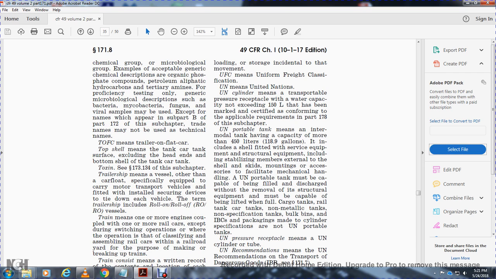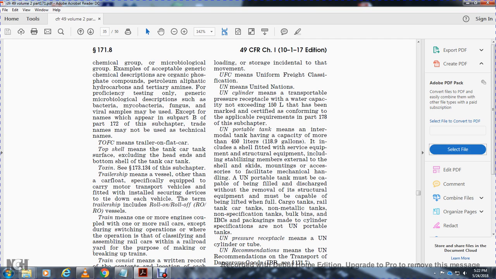UN portable tank means an intermodal tank having a capacity of more than 118.9 gallons, with service equipment and structural equipment, including stabilization members, external fittings, and mounting accessories for the facility. Mechanical handling of the UN portable tank must be capable of being filled and discharged without removal of the structural equipment, and must be capable of being lifted. Cargo tanks, rail tank cars, metallic tanks, non-specification tanks, bulk bins, and IBCs for packaging made under a similar specification are not UN portable tanks.